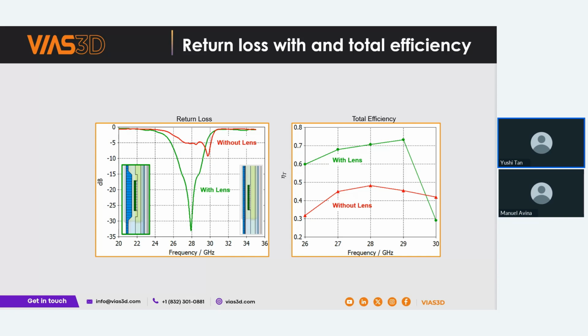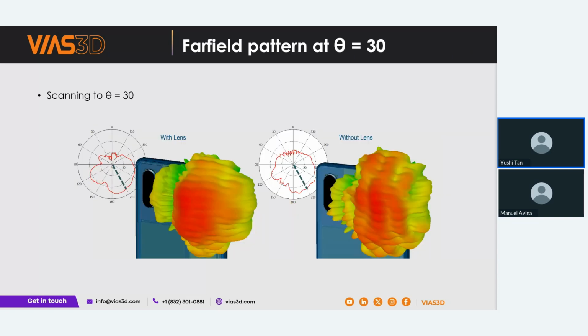Now, this in turn affects the efficiency of the module directly. So we're getting less than 50% efficiency at best without the lens, but with the lens, it's going to improve to over 70%, right? So in terms of total efficiency, that's a very important metric to look at when you talk about how much radiated energy is getting out of the antenna itself. So like I said, the radiated energy needs to be going out to the device.